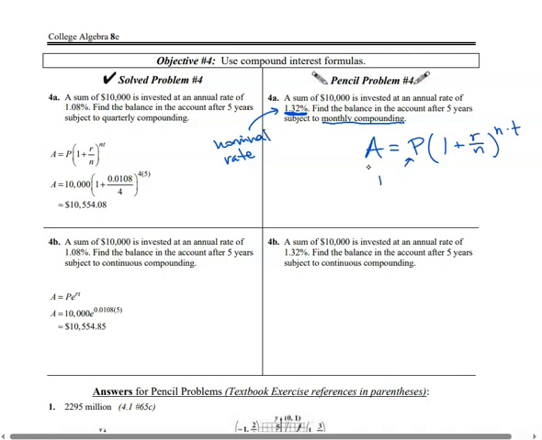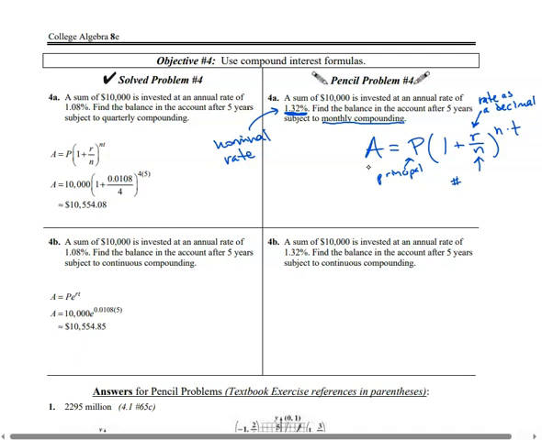So the P is the principal. Principal is the initial amount, in this case an investment, and that will be the 10,000. And then R, this is the rate, which is always the percent. So this 1.32%, that's what we should plug in for R, but it will always be as a decimal. So we actually should plug in 0.0132. That will be the R value.